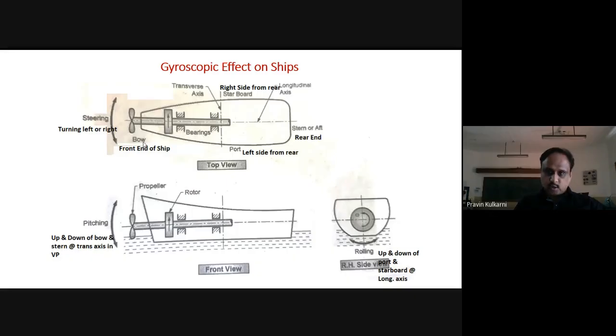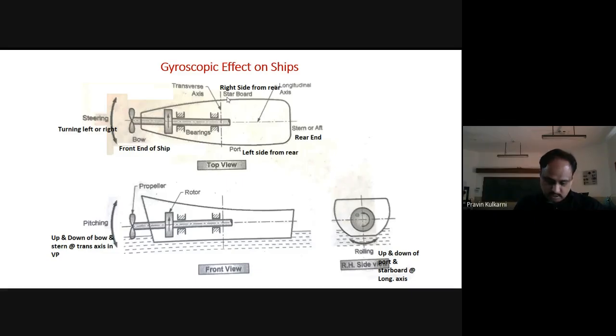The rear end is called the stern or aft. Let's call it stern. Front is bow, rear is stern. Okay. Similarly, when you look from rear, the left side is called port and the right side is called starboard.